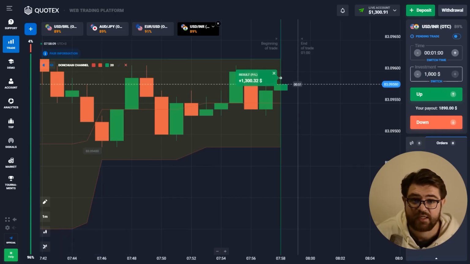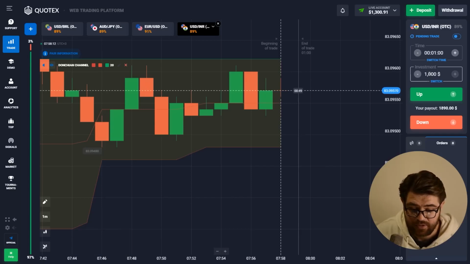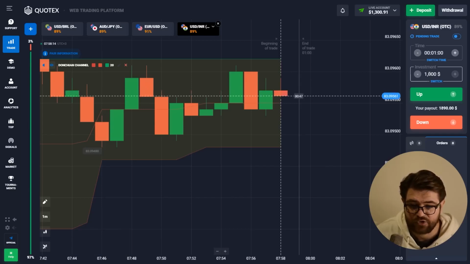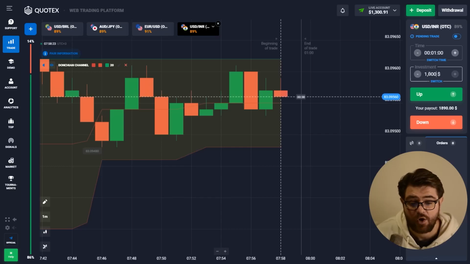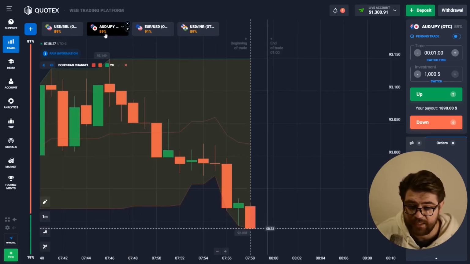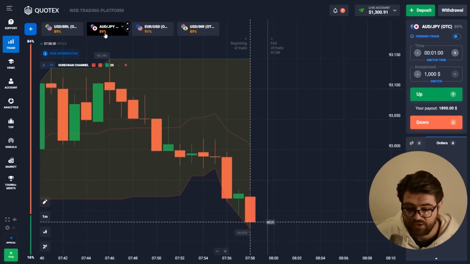$1,300 already. It's only been less than 10 minutes for sure. We started with $100, so that's where we're coming from. So now we're able to go with the $1,000 option. We'll go to this currency and let's have a look at this situation here.